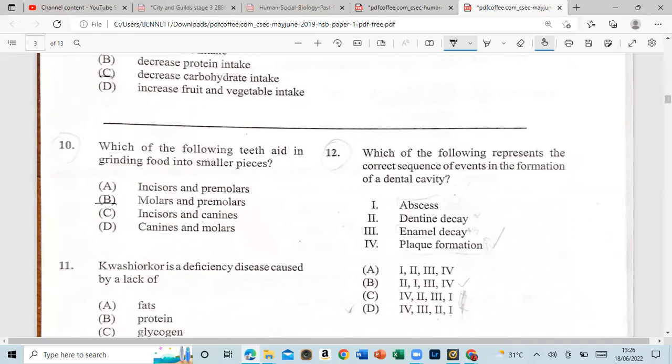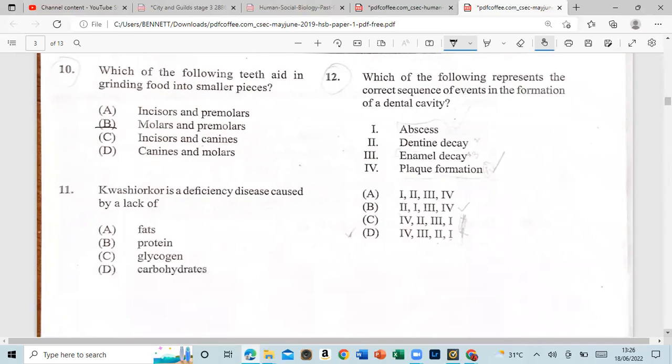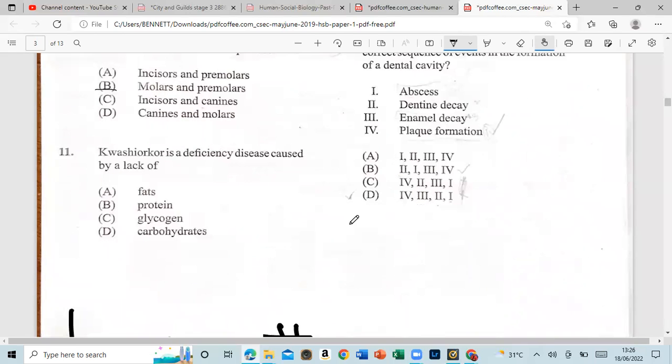Number 11, sorry guys, I read that wrong. Kwashiorkor is a deficiency disease caused by a lack of A. Fats, B. Protein, C. Glycogen, or D. Carbohydrates. And that is protein.